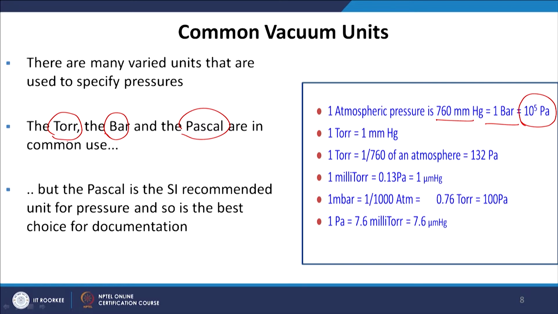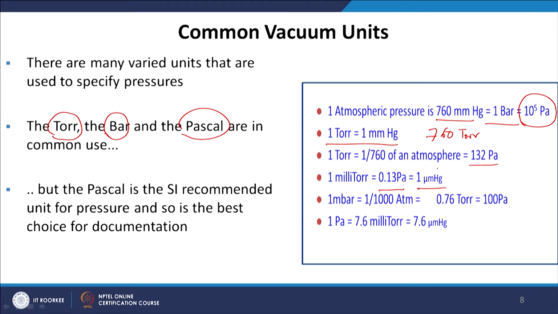Now, another unit is torr. 1 torr is 1 mmHg. The atmospheric pressure is 760 mmHg, so that means atmospheric pressure is 760 torr. 760 torr is equal to 1 bar, which is equal to 10 to the power 5 Pascal. 1 torr is equal to 1 by 760 of an atmosphere, and that is equal to 132 Pascal. 1 millitorr is 1 micron of mercury, and that is 0.13 Pascal.